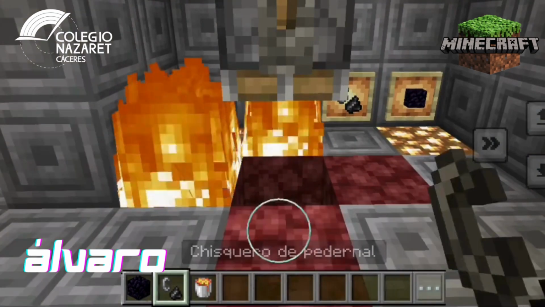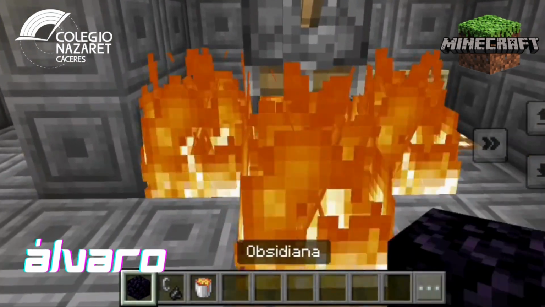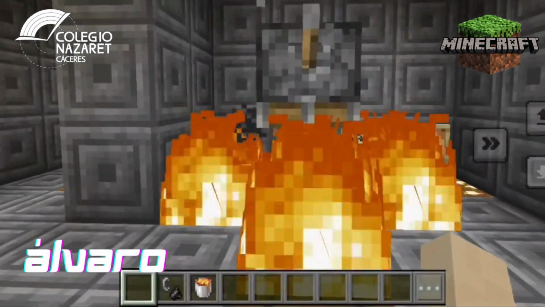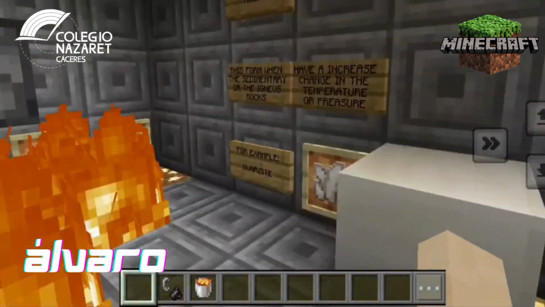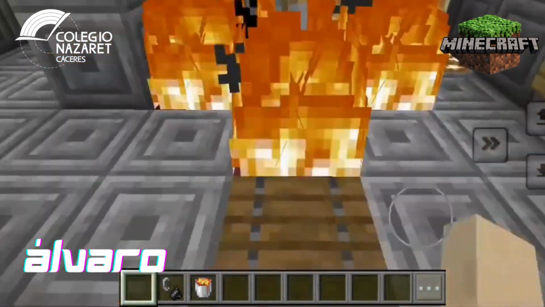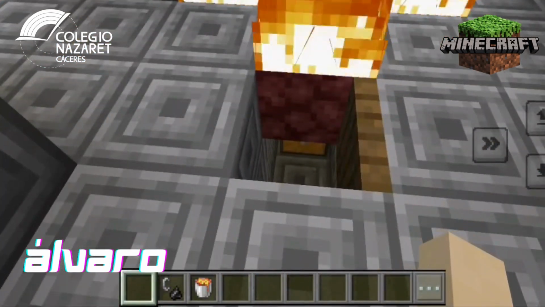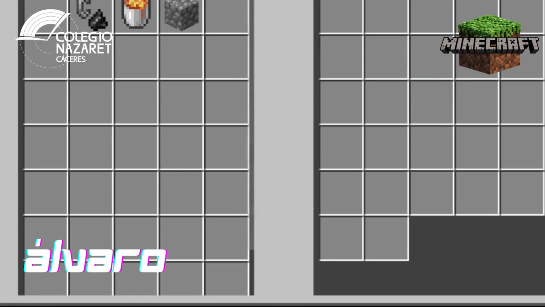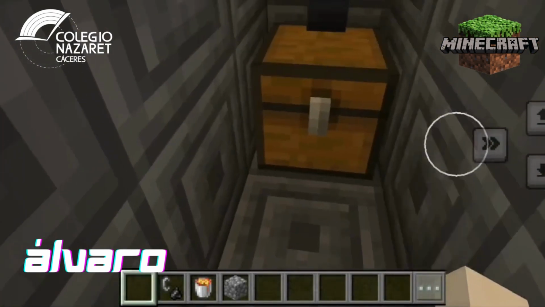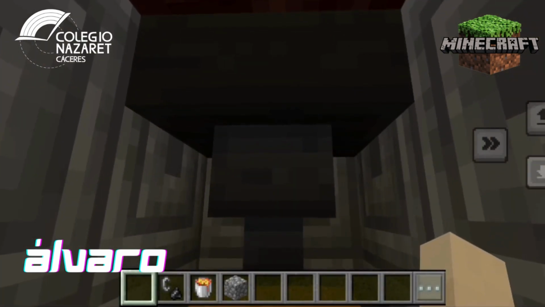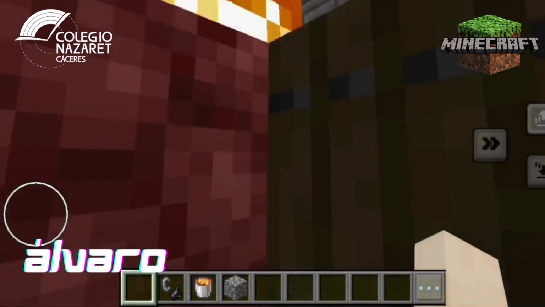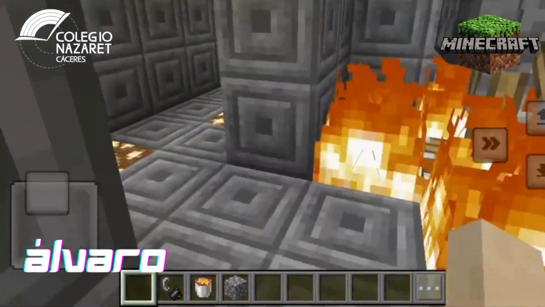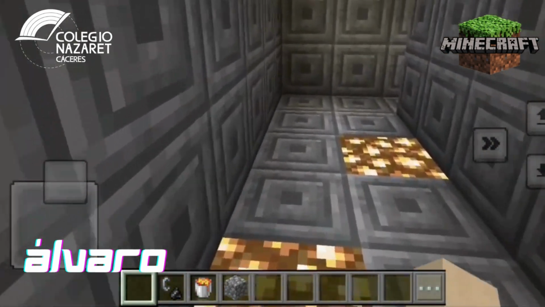Okay, I put the fire. If I throw this obsidian here and apply compaction, it transforms into cobblestone. This is a cobble, and these are the three types of rocks in the rock cycle.